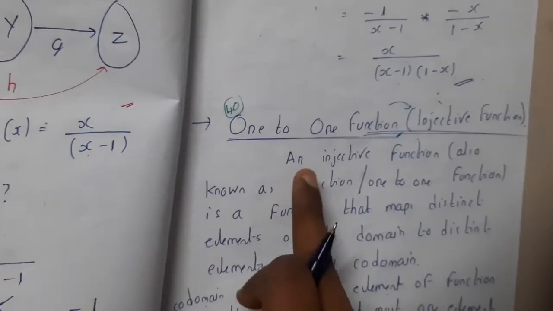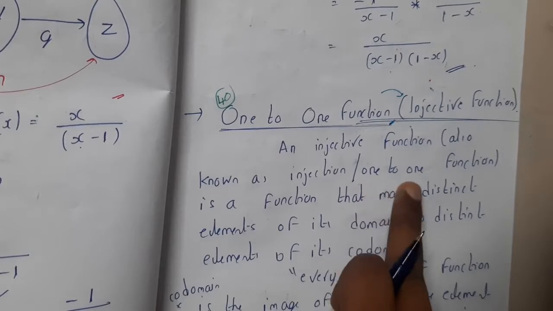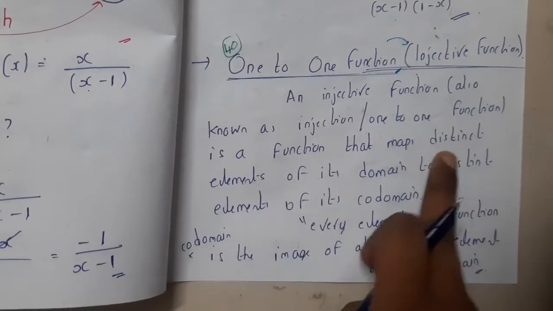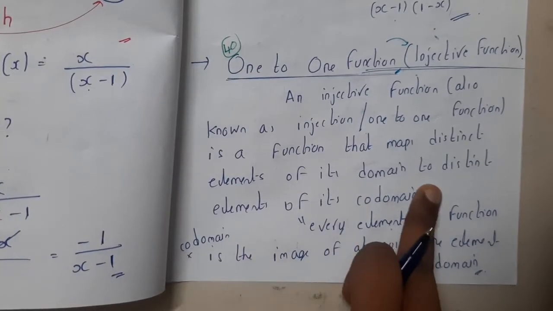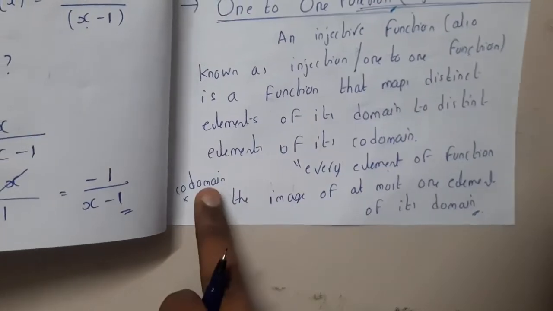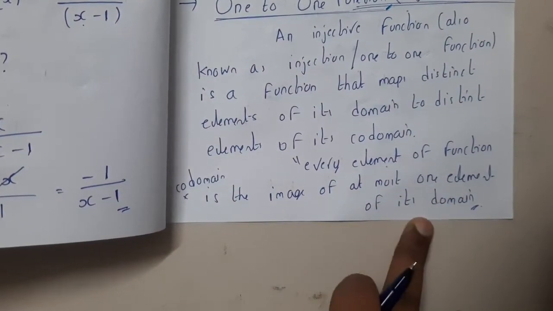An injective function, also known as an injection or one-to-one function, is a function that maps distinct elements of its domain to distinct elements of its codomain. Every element of the function's codomain is the image of at most one element of its domain.